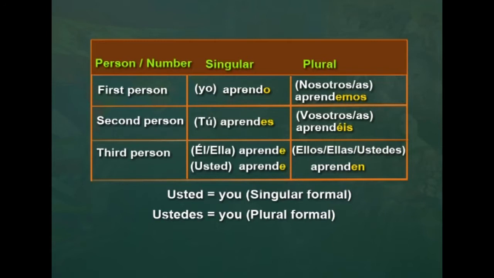So, first person singular, yo aprendo. Second person singular, tú aprendes. Third person singular, él, ella aprende, o usted, formal you, aprende. Now, look at the plural part of it. First person plural, nosotros, nosotras, we aprendemos. Second person plural, vosotros, vosotras aprendéis. Third person plural, ellos, ellas aprenden. Ustedes, formal plural, aprenden.